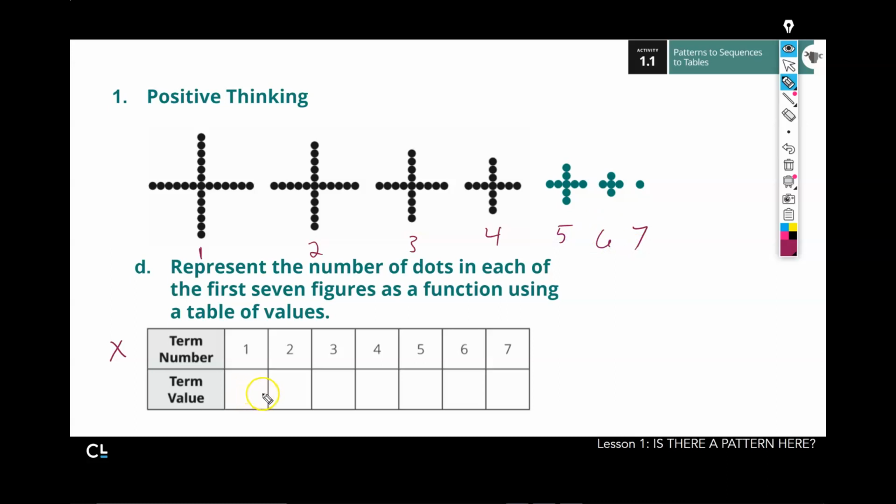Inside the boxes below here, we're going to put how many dots we have. So in the first one, we had 25 dots. The second one, we have 21 dots. We keep decreasing by 4 dots: 17, 13, 9, 5, and finally 1 dot remains. So your term number is your X's. Your output, your Y's, are how many dots are in each term.